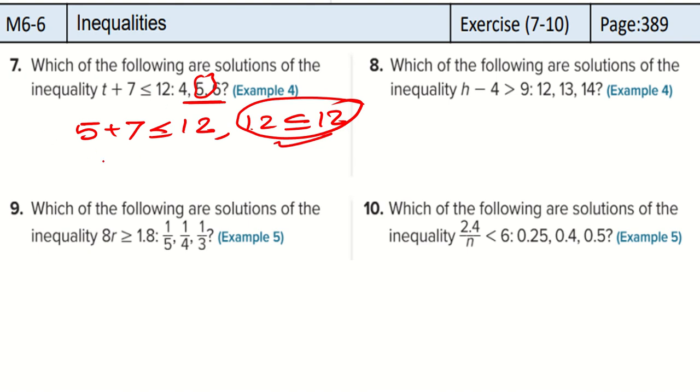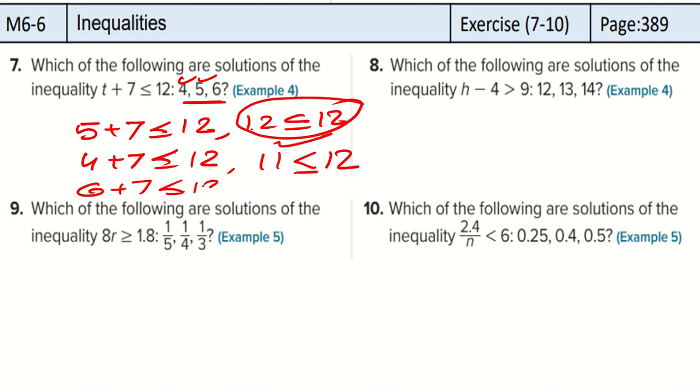Now, take it 4. 4 plus 7, it is equal to 11, and 11 is less than or equal to 12. Is it correct? Yes, this is also correct because 11 is smaller. So, 4 is also the correct answer. 5 was correct, 4 was correct. Now, take 6. 6 plus 7, it will be equal to 13. 13 is less than or equal to 12. This is wrong answer. So, 6 is not satisfying, so it is wrong.